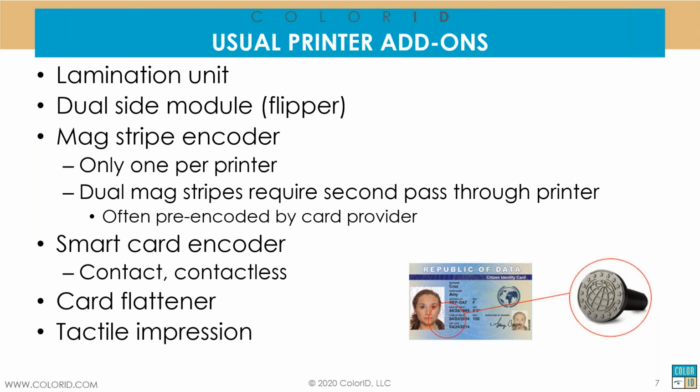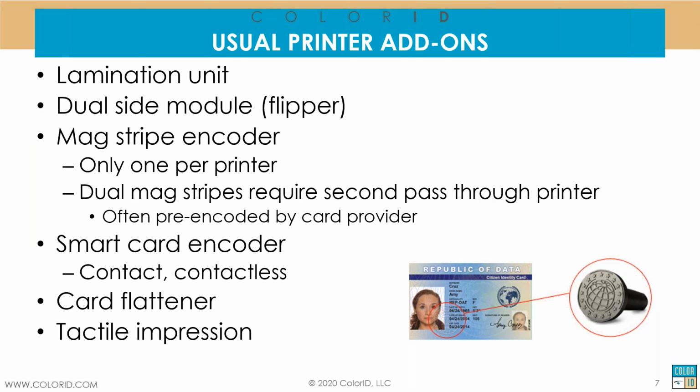You know that those readers are quite abrasive on the surface of the card. Lamination helps protect that. Another, obviously, is dual-sided modules. Some printers are natively dual-sided, but many you have to order the flipper module separately. And the reason is because the print and the ribbon are all aligned to just work on one side of the card at a time. So if you need to print on the back, then you have to flip the card over and run it back through the card path.